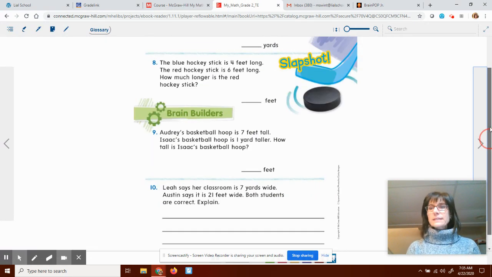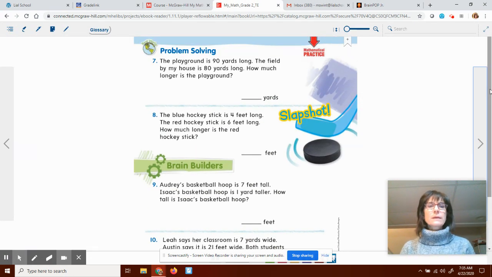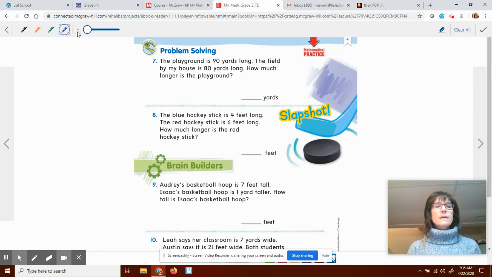Next, on the next side, we have our problem solving. The playground is 90 yards long. The field by my house is 80 yards long. How much longer is the playground? So I'm going to take my pen. I want to underline the question. I just have to find out how much longer is the playground. I know this information is important, that the playground's 90, my house is 80.